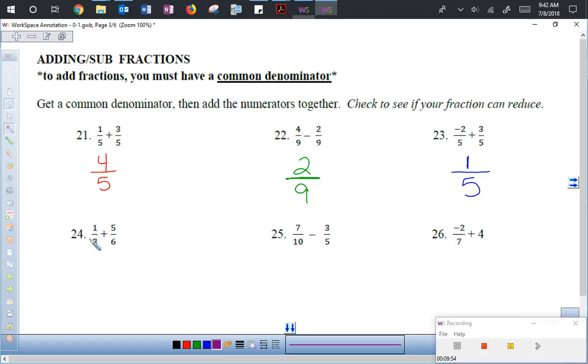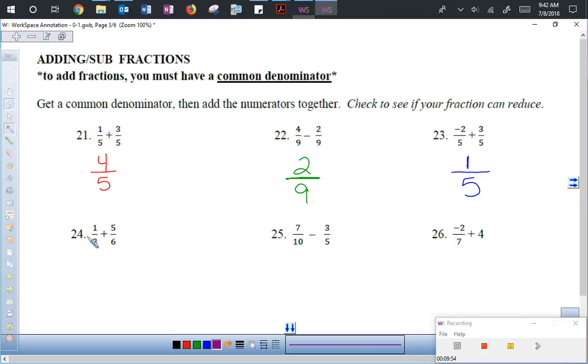For example, 3 is the smaller one here. Can 3 go nicely or evenly into 6? And the answer is yes. 3 can go into 6 2 times. That means I want to take this fraction and multiply it by 2 over 2.